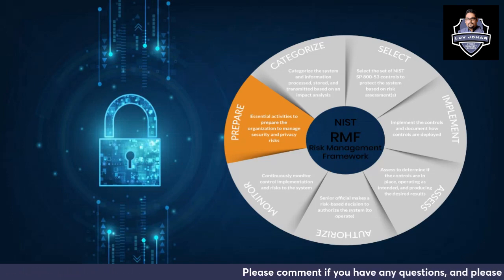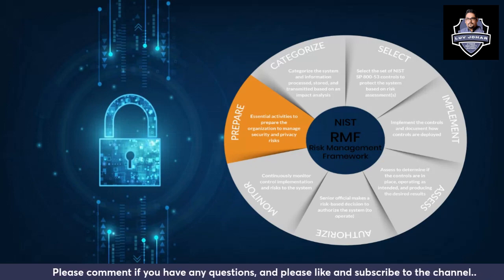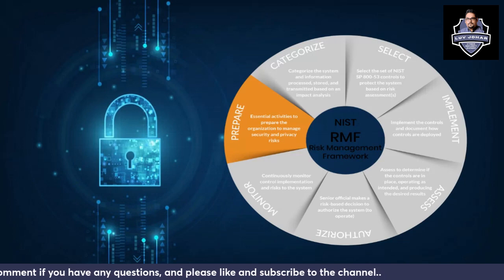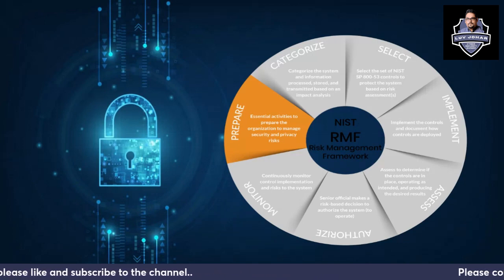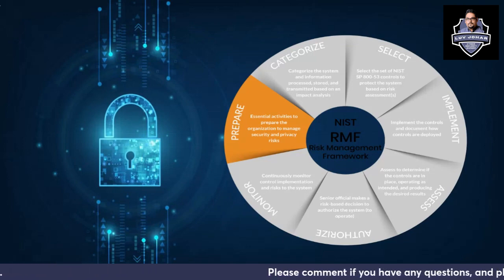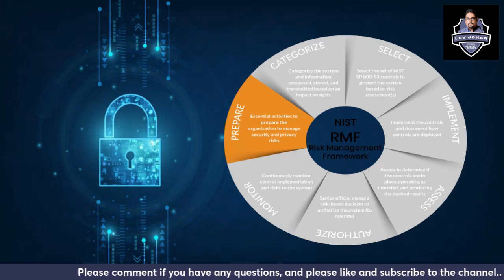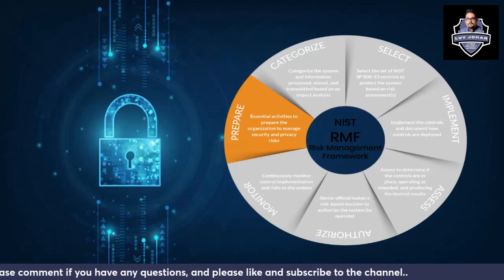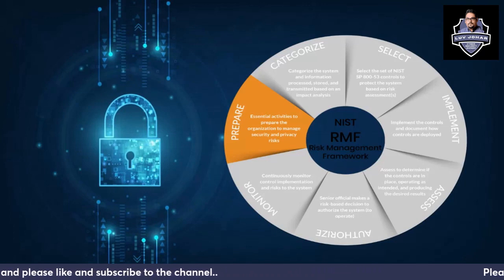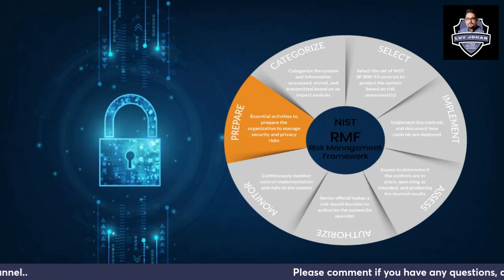Then you keep on monitoring, continuously monitoring and implementing so that the risks are contained. Then prepare again is all these set of essential activities which are there in order to make sure that you manage your organization's security and privacy risks. So hope this gives you a brief understanding of the NIST risk management framework. It is very important to try to understand these stages, because somebody can ask you in the interview as well what are the different stages.